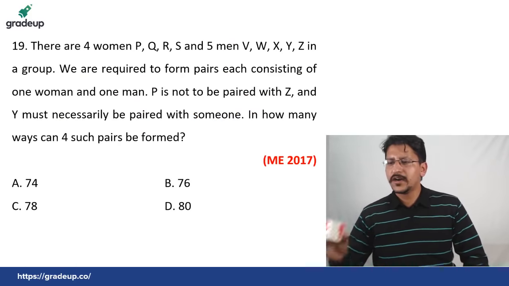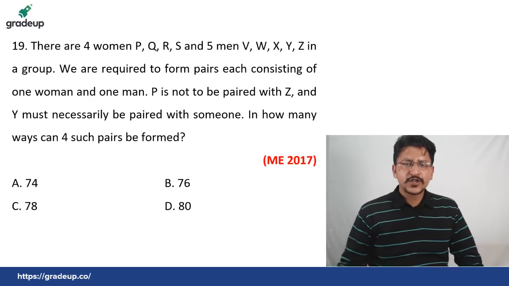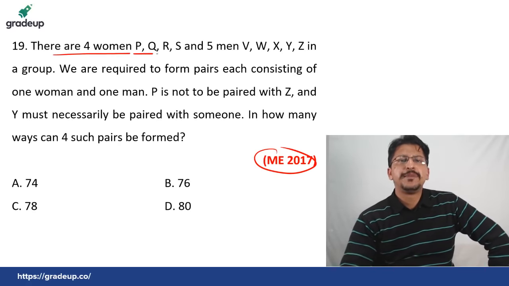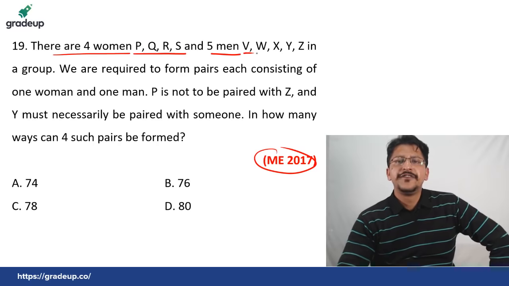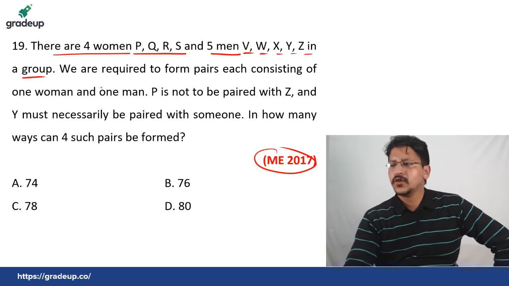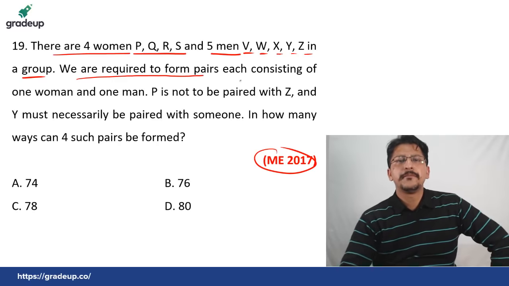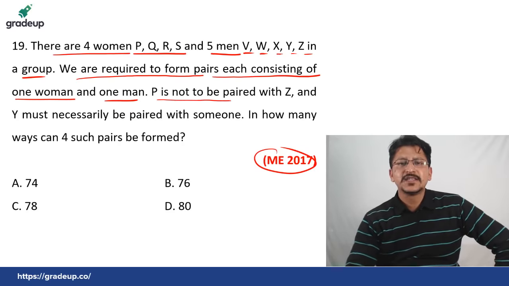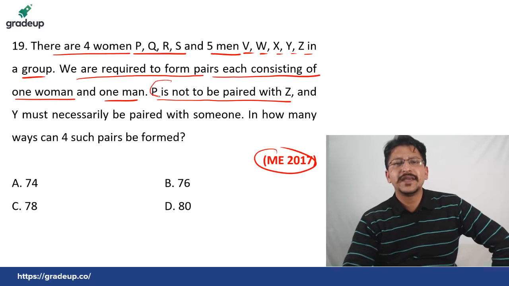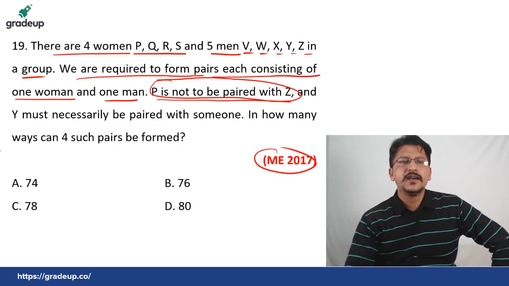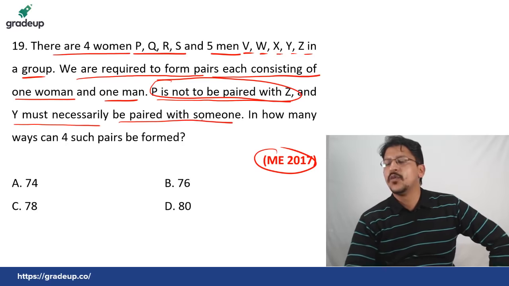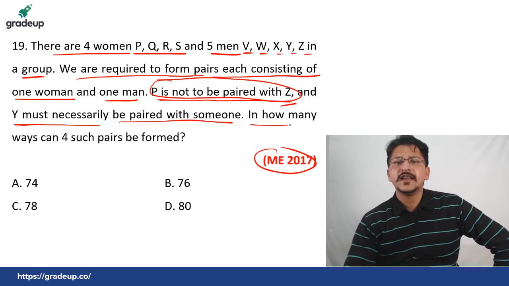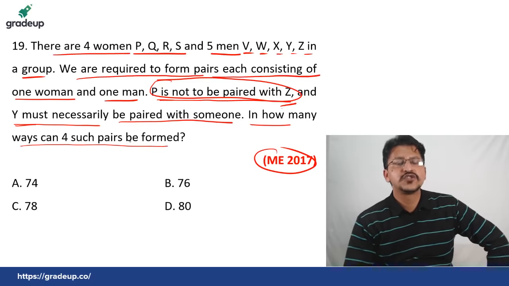This is again a very important and good question, I should say. This was the question asked in Mechanical 2017. See this question. There are four women, P, Q, R, S, and five men, V, W, X, Y, Z, in a group. We are required to form pairs, each consisting of one woman and one man. P is not to be paired with Z. This is the condition that is given. And Y must necessarily be paired with someone. That is the condition, that Y must be there in a group and P is not to be paired with Z. Then in how many ways can four such pairs be formed?